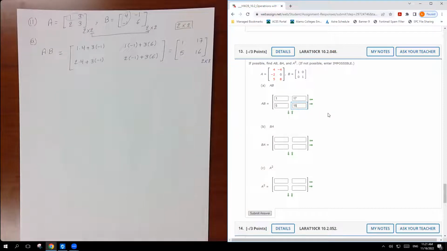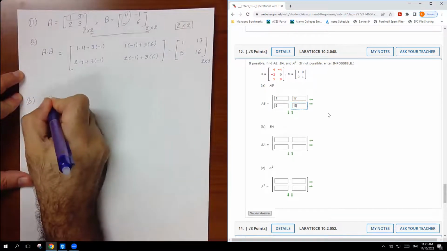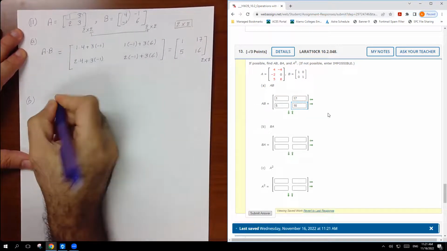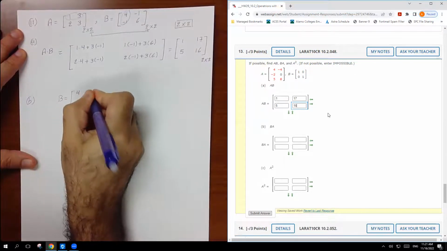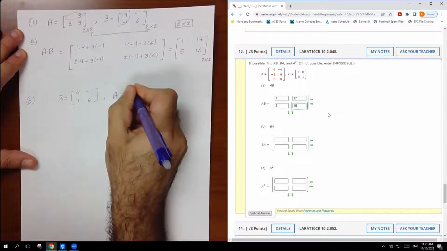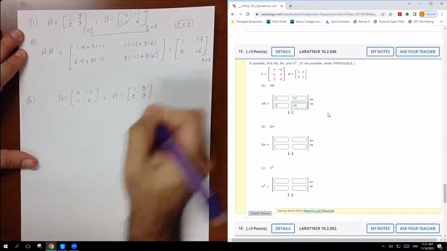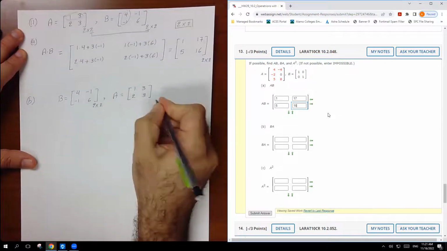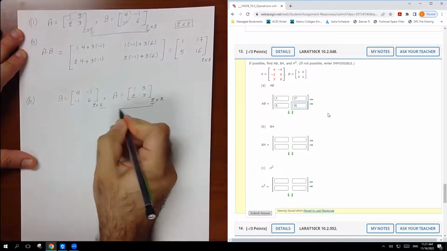Now we need to check B times A. Before I'm doing that, I'm going to write down the matrix again. So B equal, because I need to check the dimension, always do these steps. And the matrix A is 1, 3, 2, 3. So the dimension for this matrix is 2 times 2. The dimension for this matrix is 2 times 2. That means I can do the multiplication because I have exactly the same number.